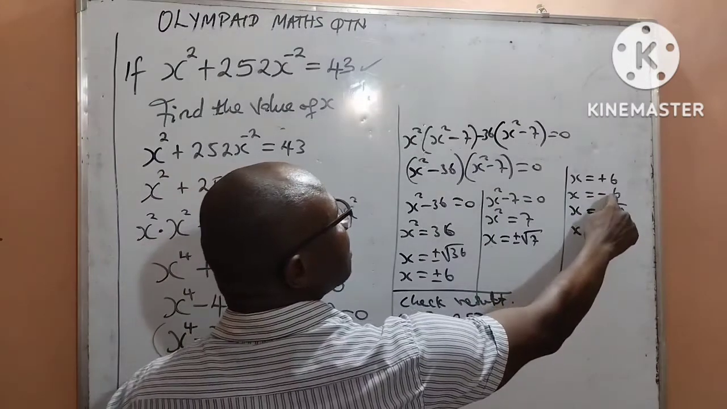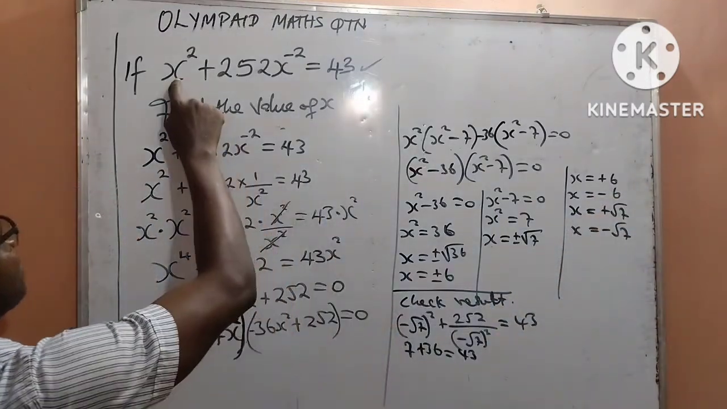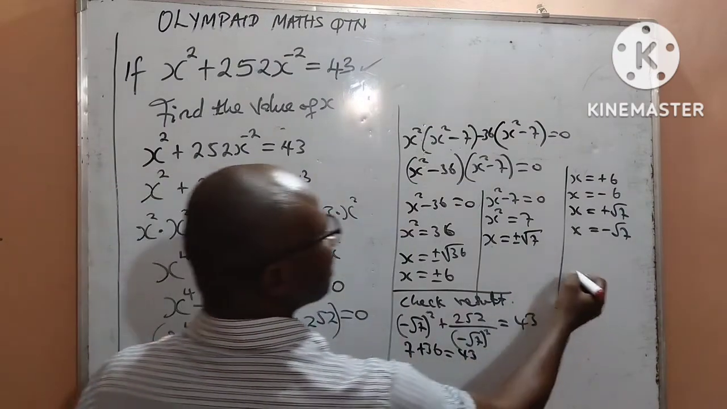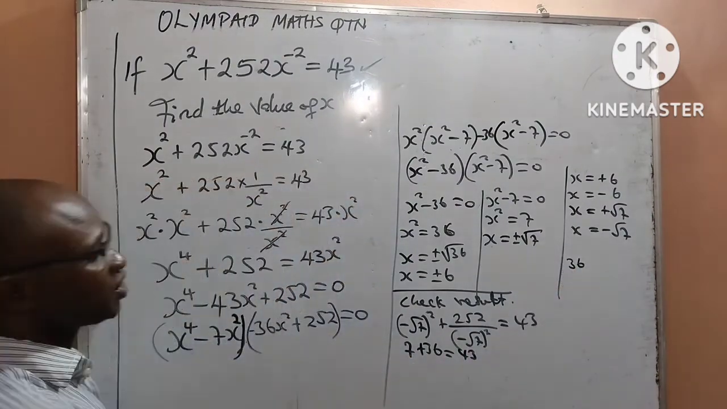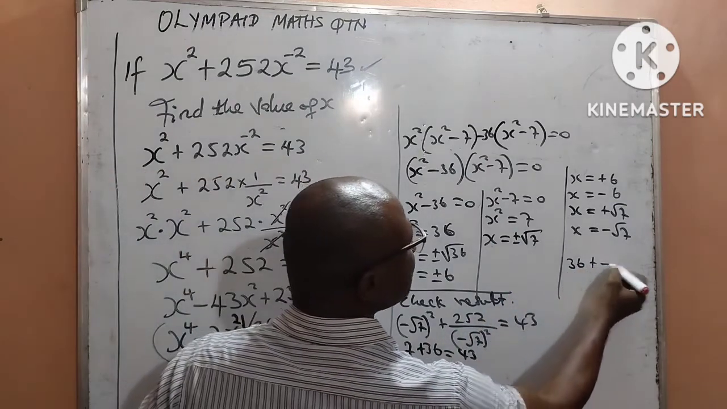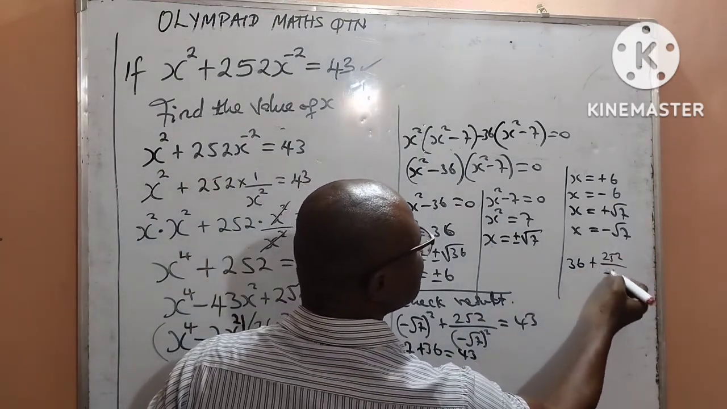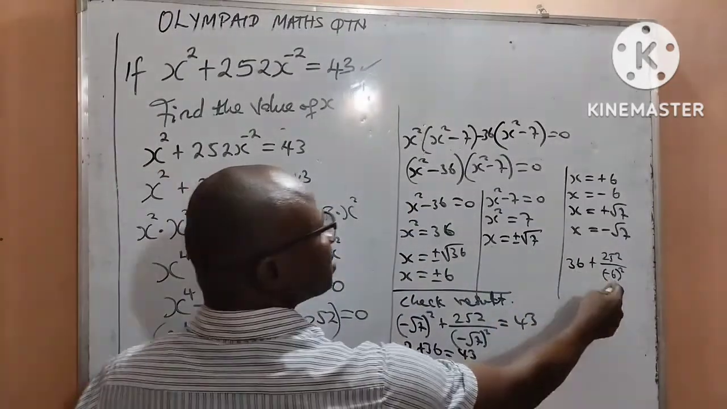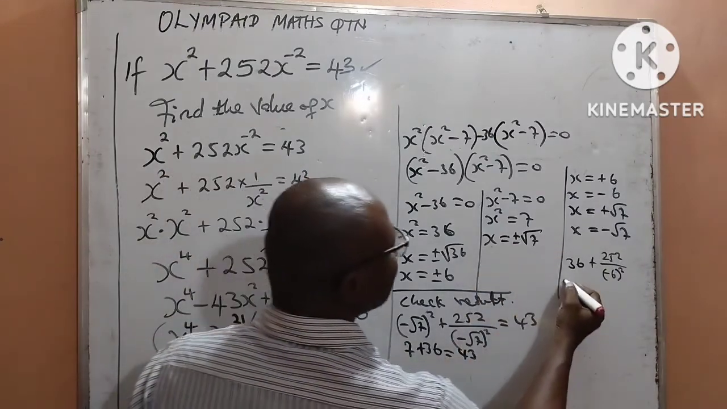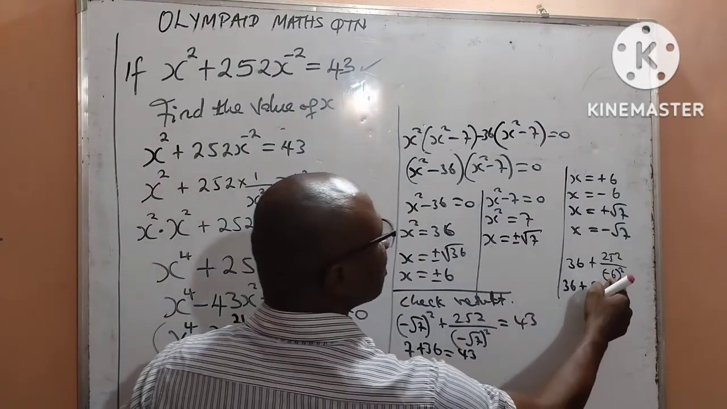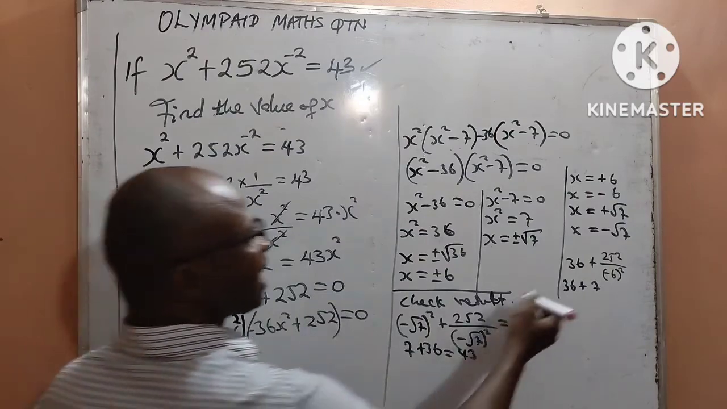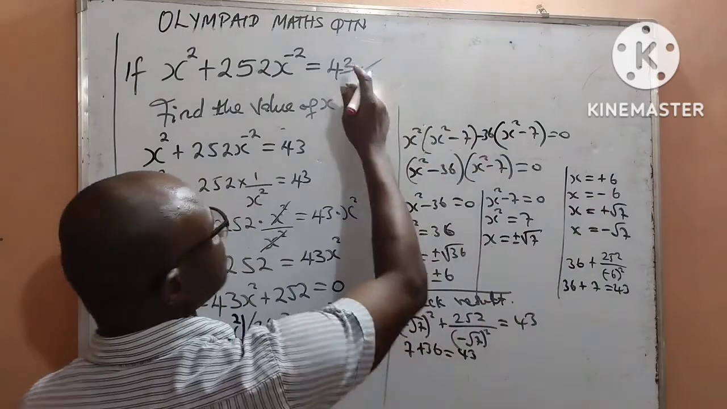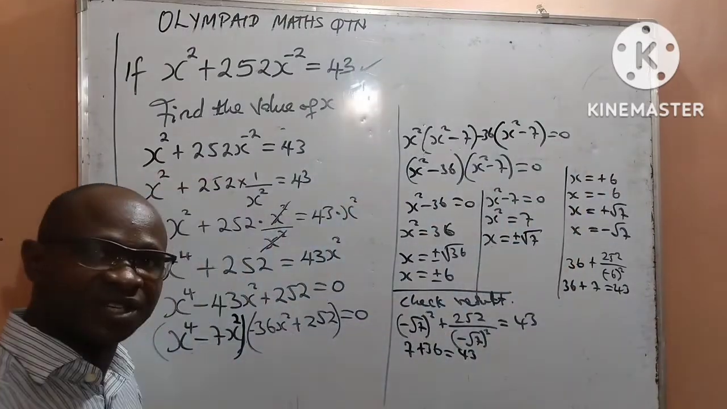Let us now try negative 6. If I put negative 6 here, negative 6 squared will give me 36. Also, if I do plus 252 over negative 6 squared, and negative 6 squared is equal to 36. And when I use 36 to divide 252, I shall have 36 plus 7, because 252 divided by 36 will give me 7. And 36 plus 7 is equal to 43. Implying that this negative 6 is also correct, which means that the positive 6 is correct.